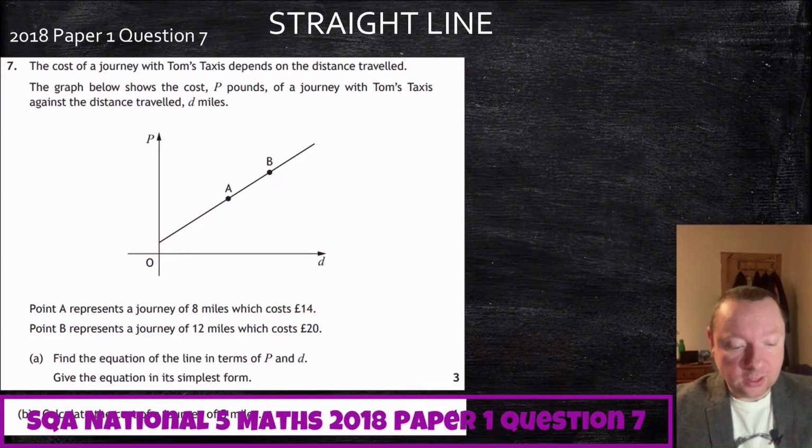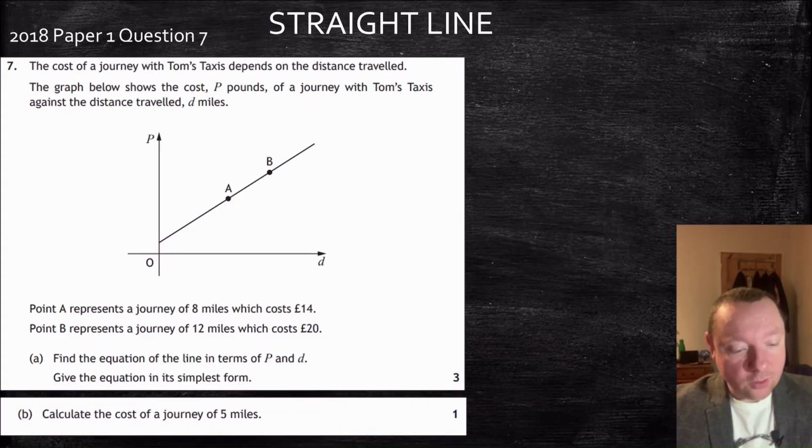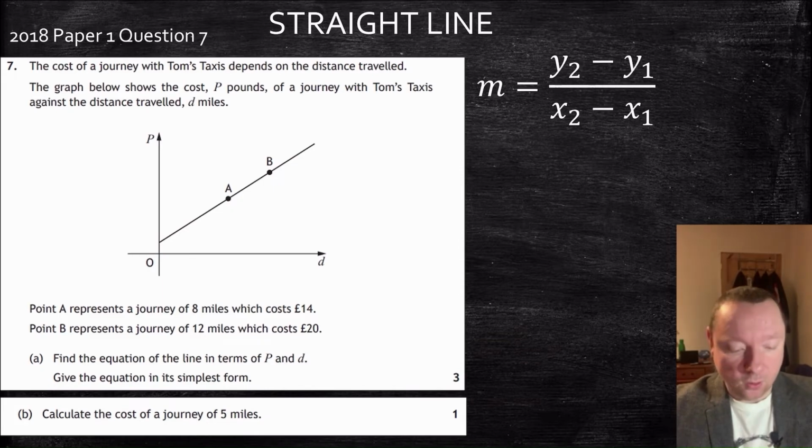2018, paper 1, question 7, a little bit different this one. The cost of a journey with Tom's taxis depends on the distance travelled. The graph shows the cost in pounds. Point A represents 8 miles, £14. Point B is 12 miles and £20. Find the equation of the line in terms of P and D. Students might be put off by the context of this. We're giving you 2 points, so it's just the gradient, and then y minus b equals m(x minus a). There's a little adjustment to be made at the end though.